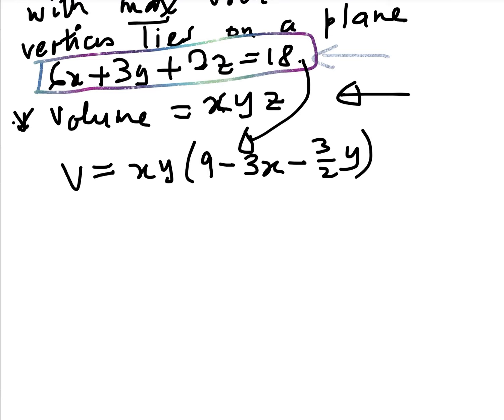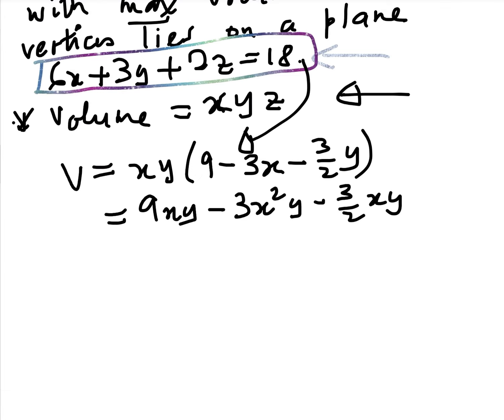So now we have clearly a function, the volume being a function of just two variables. It might be convenient to multiply all of that out when we're doing the derivatives. So we get minus 3x squared y, and then lastly minus 3 halves of xy squared. So this is the function we want to maximize, the function on which we do our calculus.